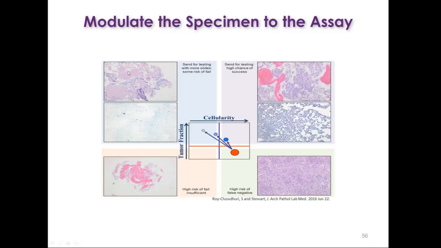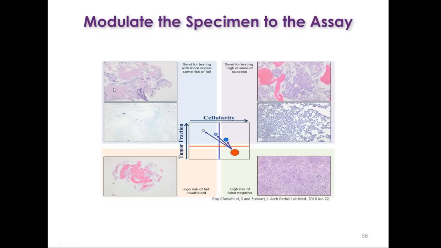Shown here is another sample, which is entirely necrotic. There are few groups of viable tumor cells. Again, cellularity is low, but the tumor fraction is high. Now, this would work as long as you're sending enough slides to make the DNA yield that's required for testing.